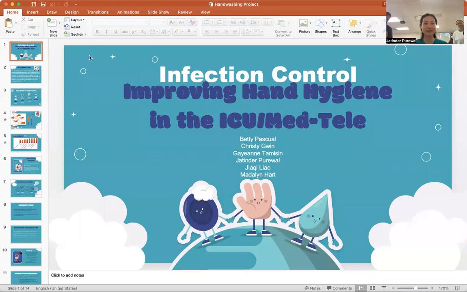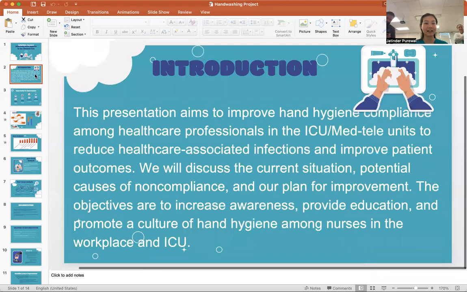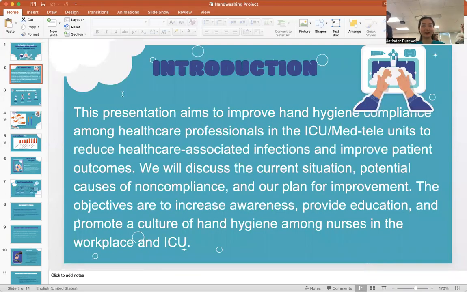Our project is infection control, focusing on hand hygiene. In this project, we aim to improve hand hygiene compliance among healthcare professionals in the ICU or med-tele units to reduce healthcare-associated infections and improve patient outcomes. Our group will discuss the current situation, potential causes of non-compliance, and our plan for improvement.